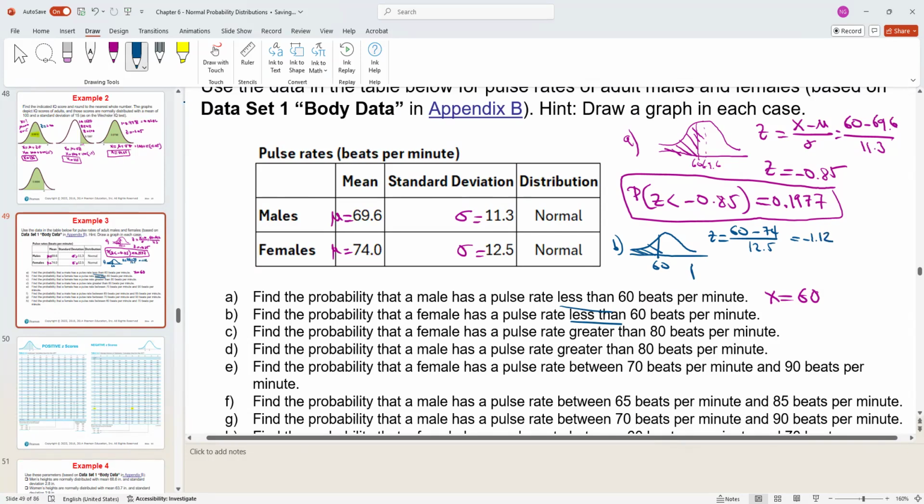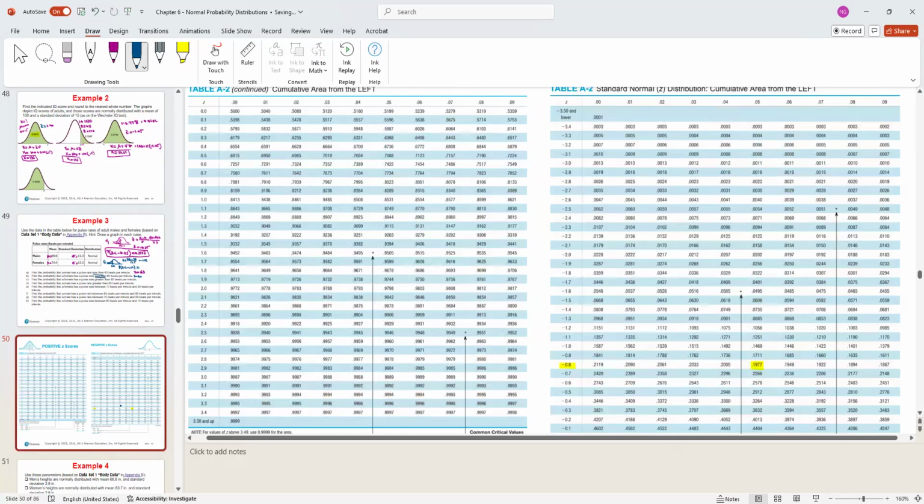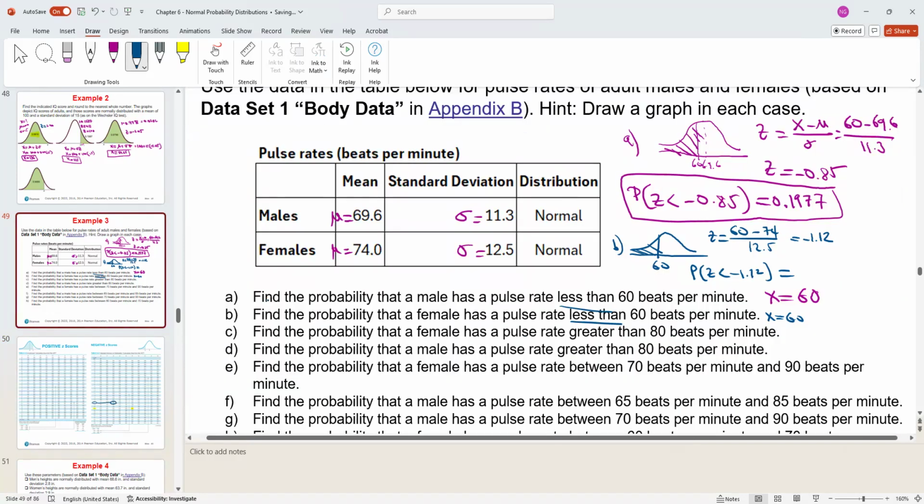Now, because we are still on the left, Z is less than negative 1.12. What you're going to find in the table, because here X again is equal to 60. So what would be in the table for negative 1.12? We go negative 1.1, make it 12 would be here, right? So 0.1314. Probability is never negative. So that's how we do left.